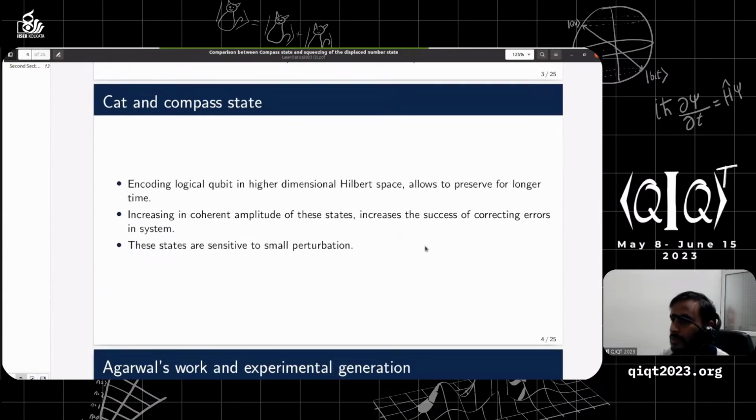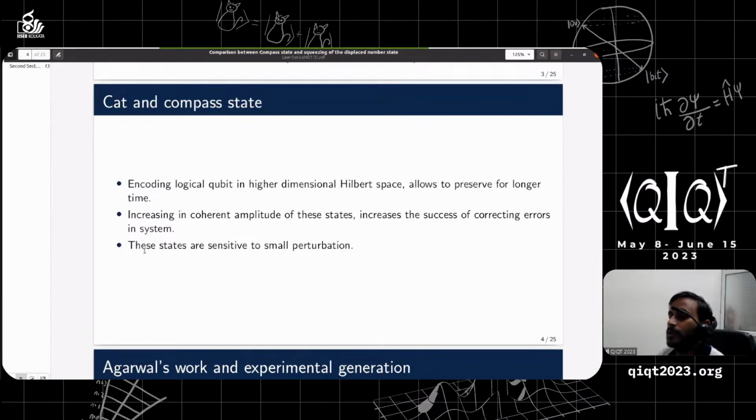Another property of using these states is that if we encode the logical information in the higher-dimensional space, this also allows us to preserve the information for a longer time. With the increase of the coherent amplitude, there is also an increase of the correction probability of the error in the system.